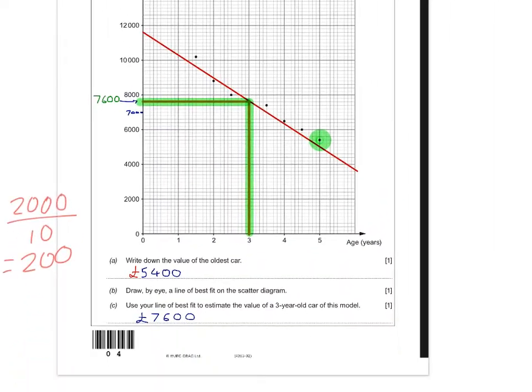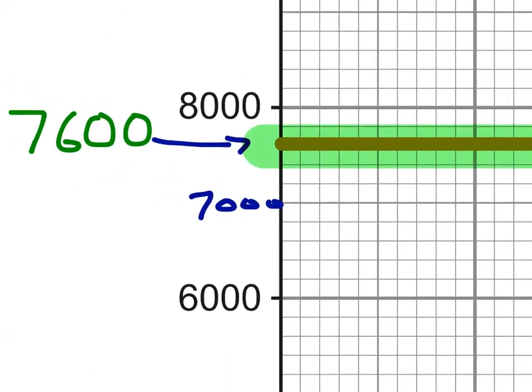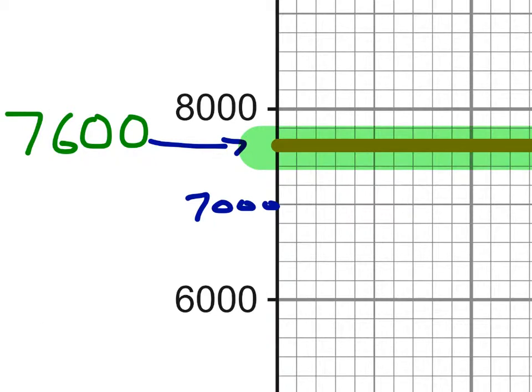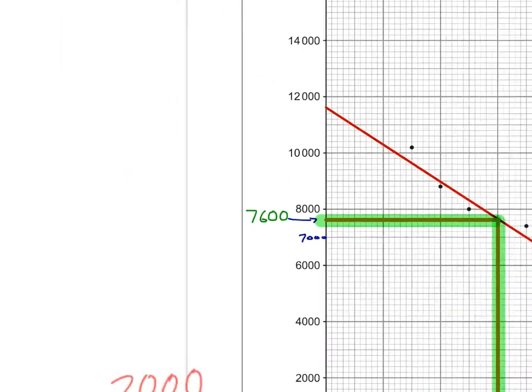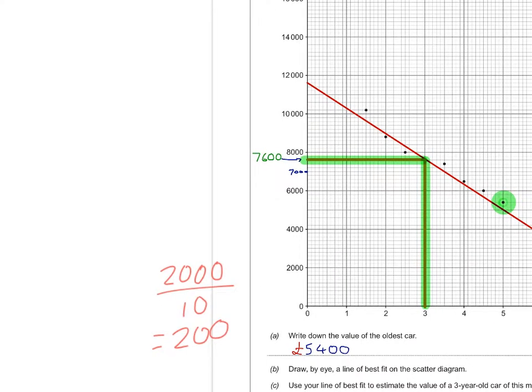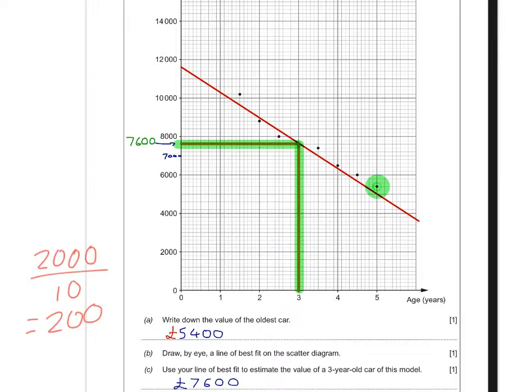And then finally, it says, use your line of best fit to estimate the value of a 3-year-old car. So you need to come up from 3 years, hit the line, and then come over. And you can see here we've worked it out by finding 7,000 in the middle and going up 3 squares. 1, 2, 3. So then 200, 400, 600, 7,600. What's the boundary? As long as you're reading it off your line correctly, it doesn't matter, because your line might be slightly different from mine. But what you should be getting is somewhere around 7,800 to 7,400. Yeah? What it says in the mark scheme.